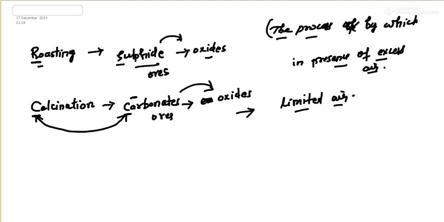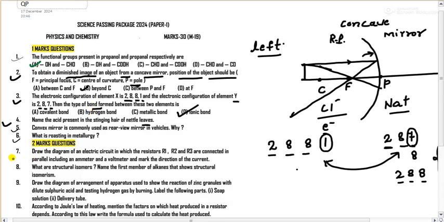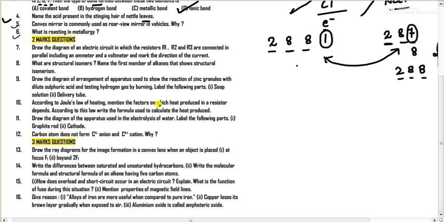Okay, now coming to the next questions. Questions of 2 marks each. These are also very easy. Let us see them one by one.